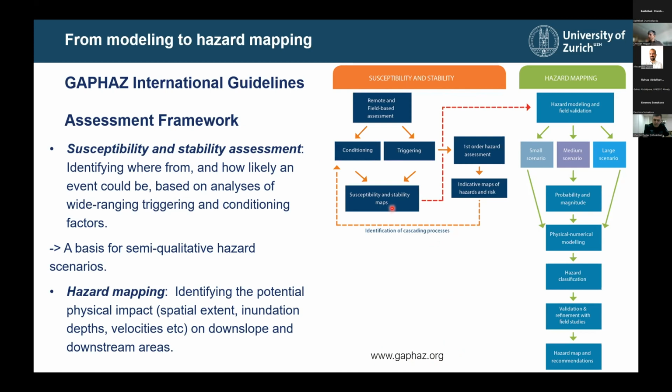In this guideline, which we presented back in November in Tashkent, I just want to remind you that we have this susceptibility and stability assessment. So we look at the situation of the lake and at the surroundings, and then we define the hazard modeling. So we work with 3 different scenarios in this case. Here we look at the physical numerical modeling. This is where RAMS comes into play.